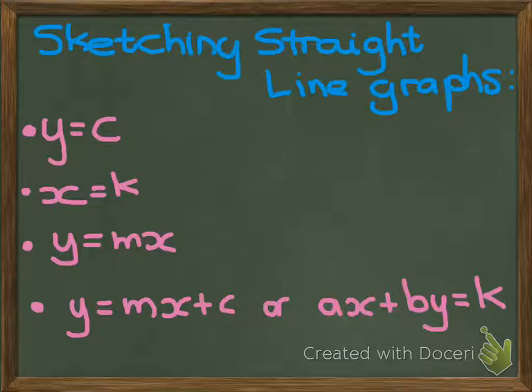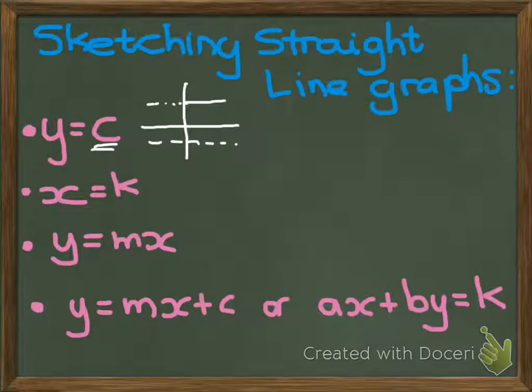So starting with where you have y equals just a number. Now it's important to realize that when you have that scenario, you land up with a horizontal line. So if y was equal to a positive number, it would be up here, and if y was equal to a negative number, you'd have a line down here. So that's our first case.